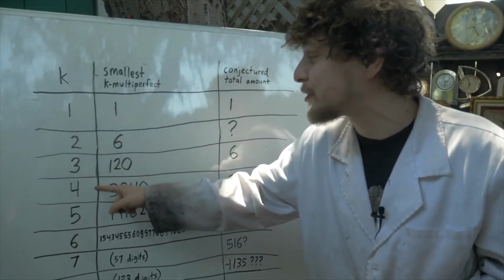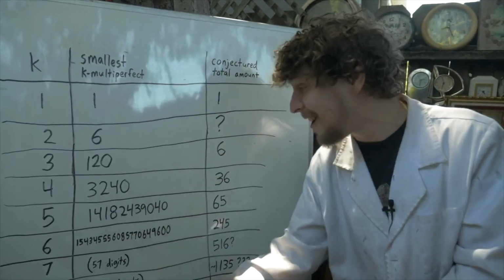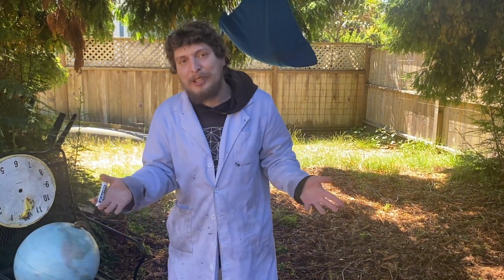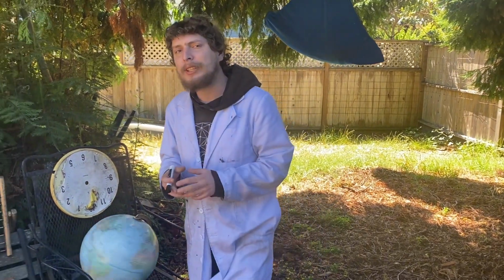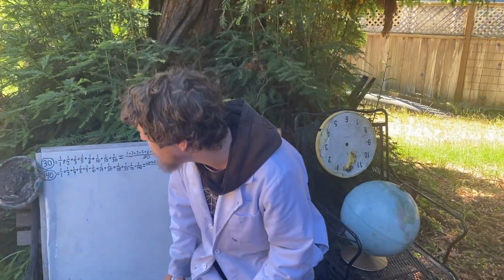And multiperfect numbers in general are families of numbers that have an abundancy index that's a whole number. Now, although to be called a multiperfect number, you'd need to have a whole number for your abundancy index, there are other families of numbers that share an abundancy index with each other.